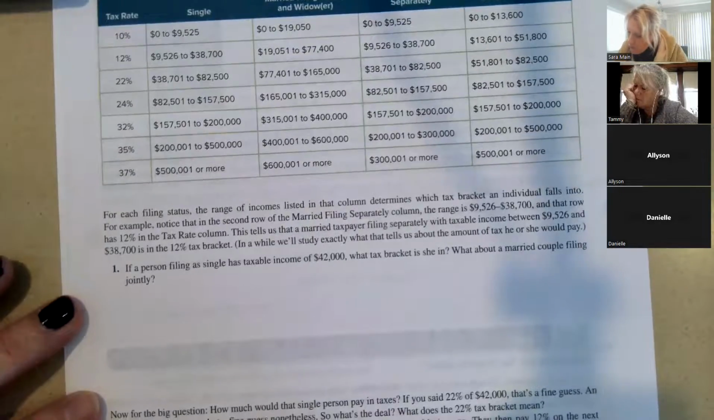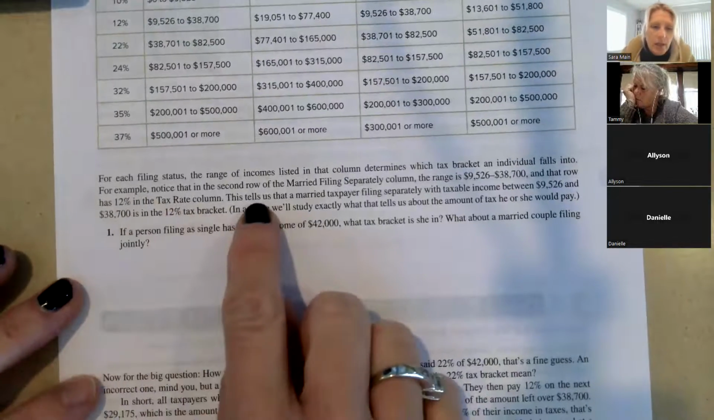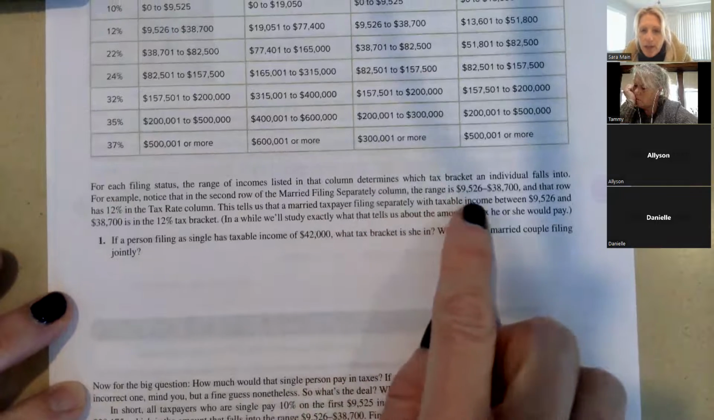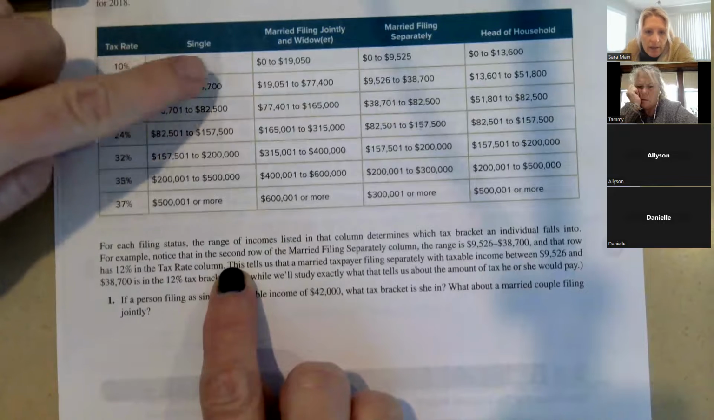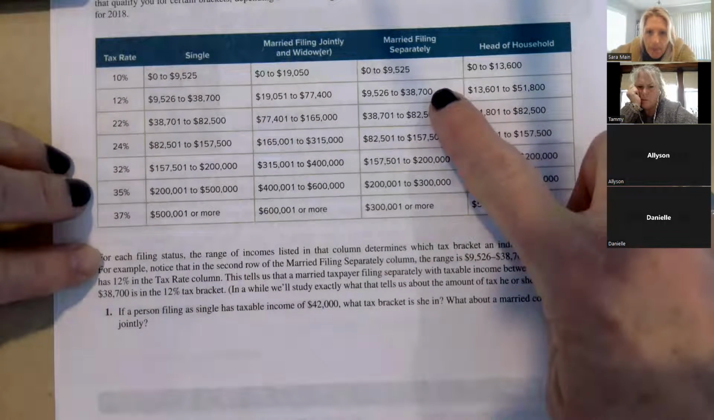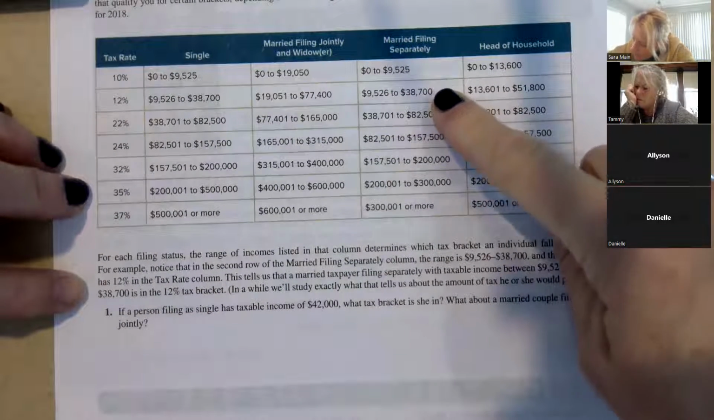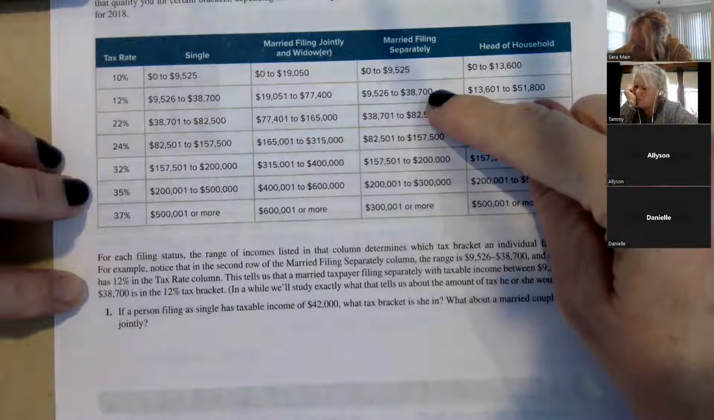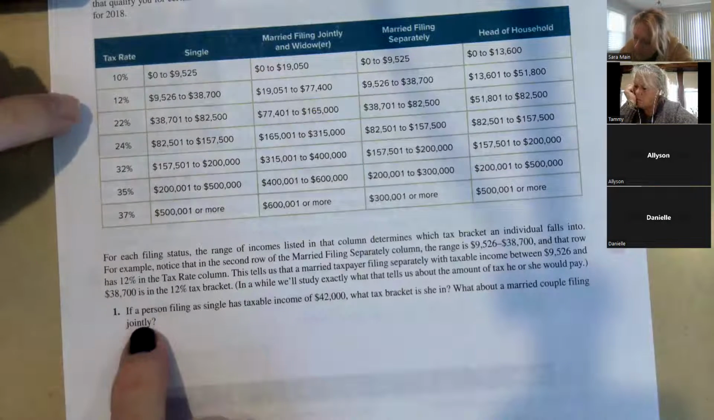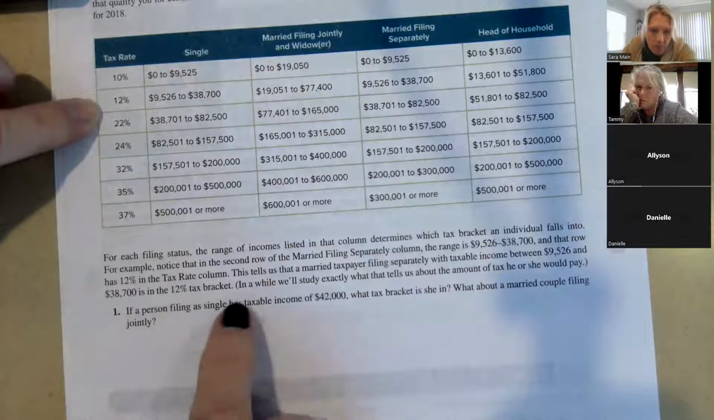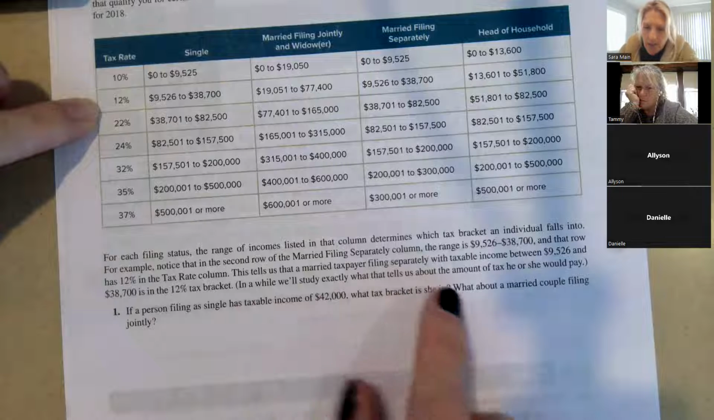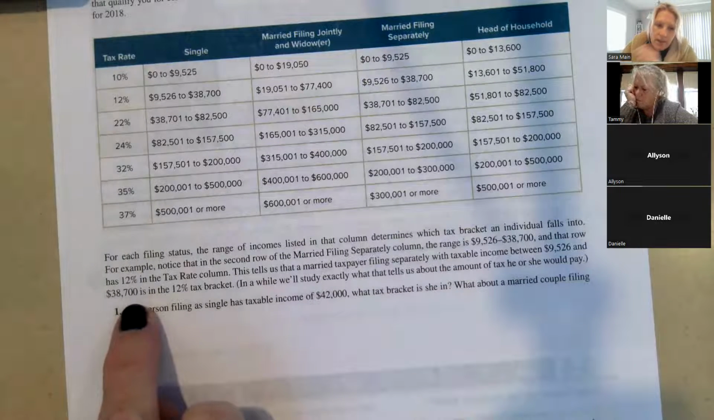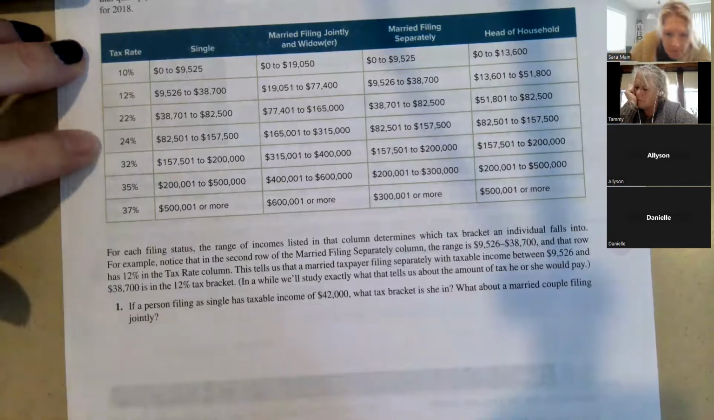Okay, so it says for each filing status, the range of incomes in that column determines which tax bracket an individual falls into. For example, notice that in the second row of married filing separately, it says the range is 9,526 to 38,700. And that row has 12% in the tax rate column. So this tells us that a married taxpayer filing separately with taxable income between 9,526 and 38,700 is in the 12% tax bracket. And we're going to talk about how that's affecting.